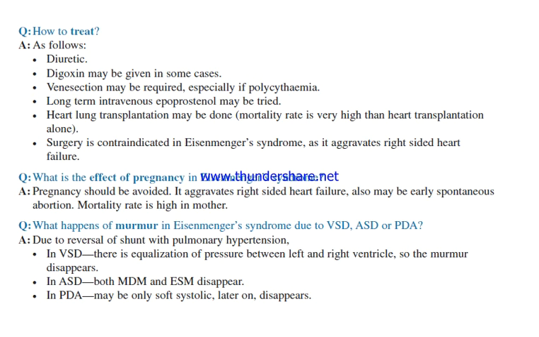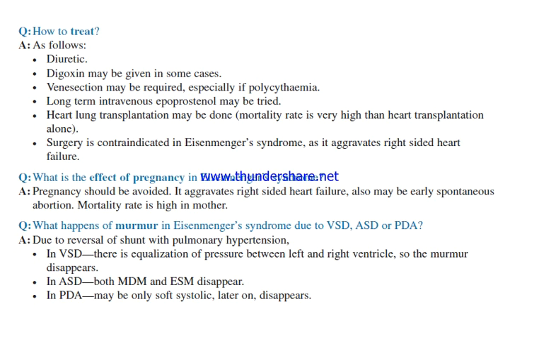Diuretic, digoxin may be given in some cases. Venesection may be required, especially if polycythemia. Long-term intravenous epoprostenol may be tried. Heart-lung transplantation may be done. Mortality rate is very high compared to heart transplantation alone. Surgery is contraindicated in Eisenmenger syndrome as it aggravates right-sided heart failure.